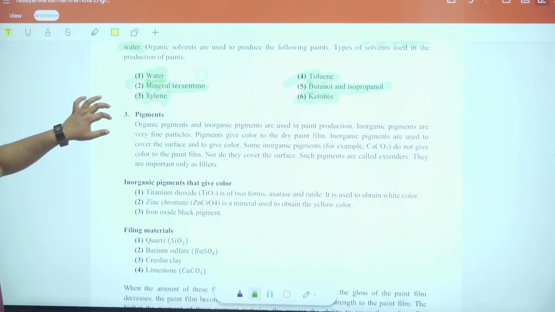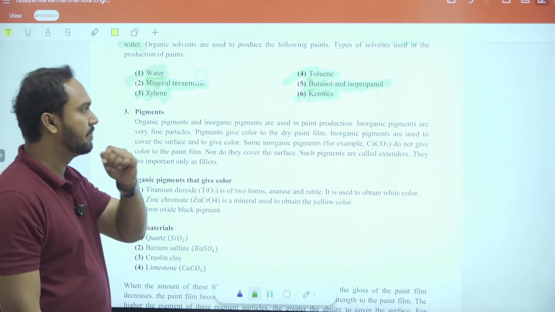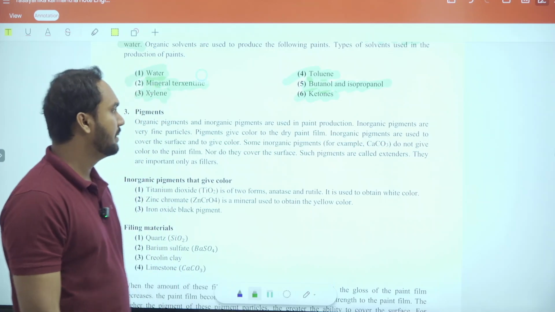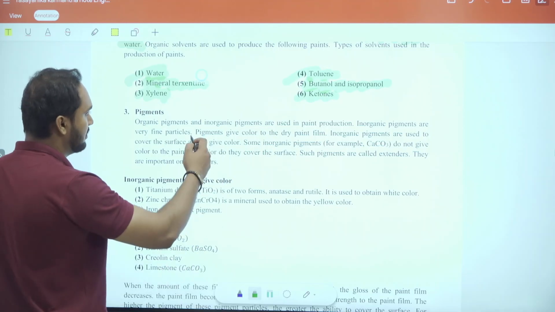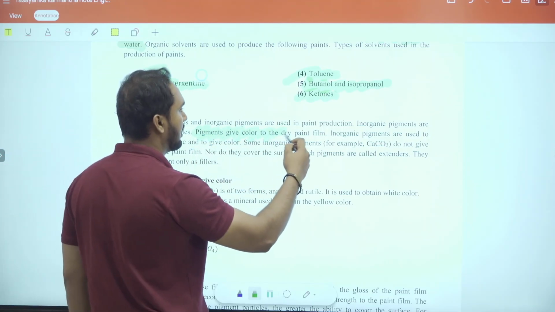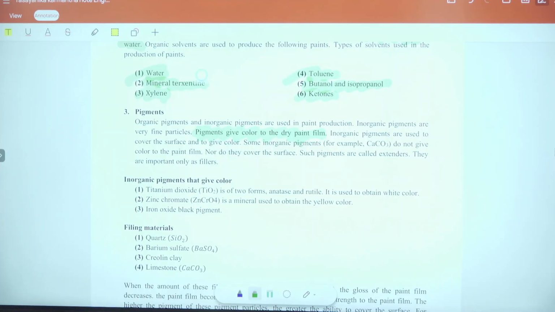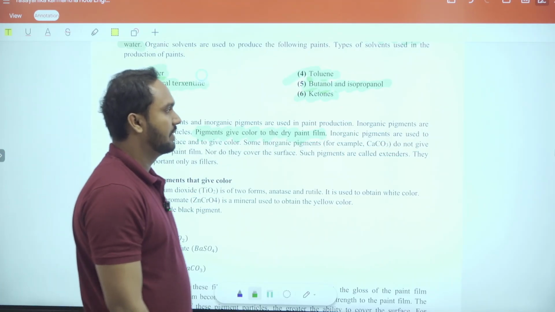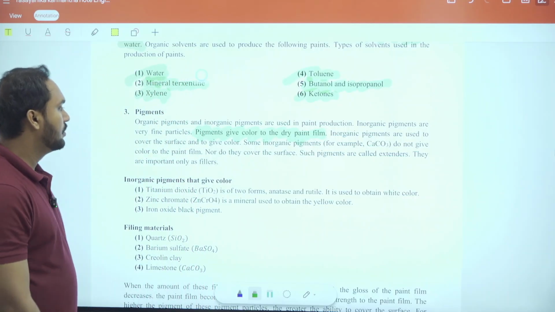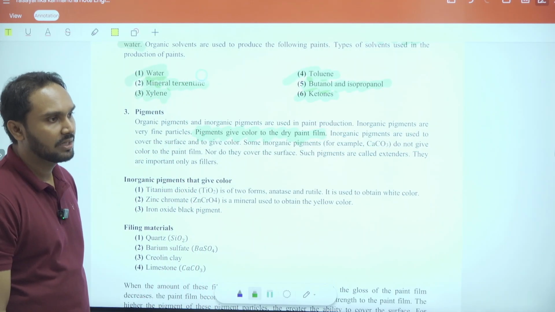Next one, the pigments. Organic pigments and inorganic pigments are used in paint production. Inorganic pigments are very fine particles. Pigments give color to the dry paint film, right? So what does the pigment do? It gives a color to the dry paint film. Inorganic pigments are used to cover the surface and to give color. Some inorganic pigments, for example calcium carbonate, do not give color, right?